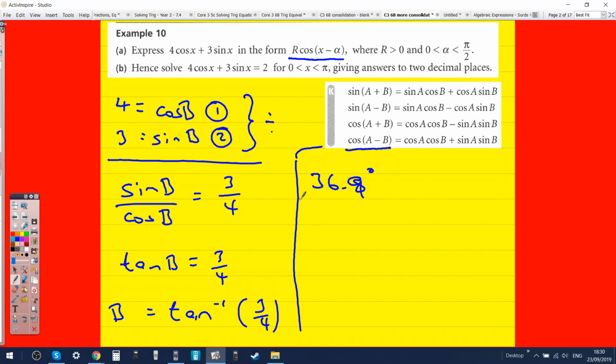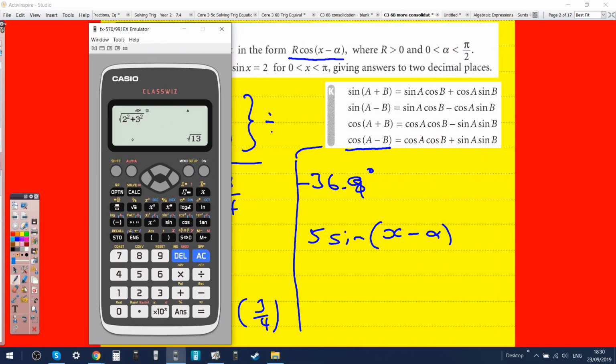This is a part that I didn't really understand either, trying to fit it into the range. How will we get this into the range? So alpha has to be between 0 and pi over 2. So r was 5, so it was 5 sine x minus alpha. So we just got alpha as minus 36.9.